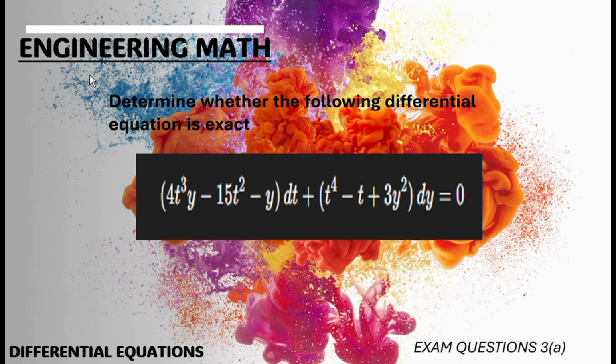We've been given this equation and we are supposed to determine whether the differential equation is exact. So we are looking at exact equations. We have the expression (4t^3 y - 15t^2 - y) dt + (t^4 - t + 3y^2) dy = 0. We are to prove whether this equation is exact or not. So without wasting much time, let's see how we go about this question.